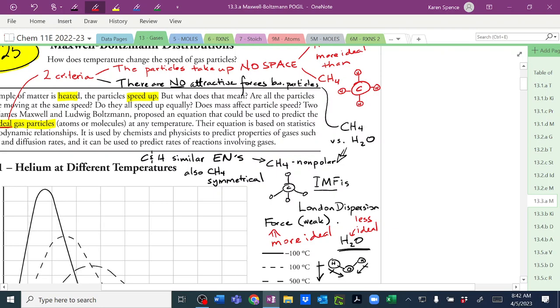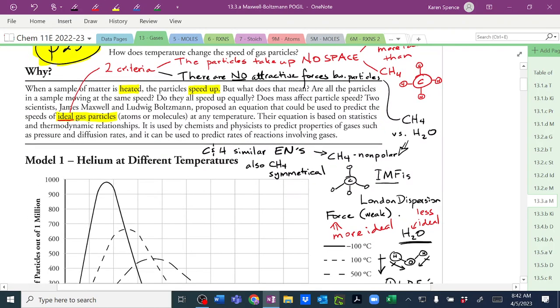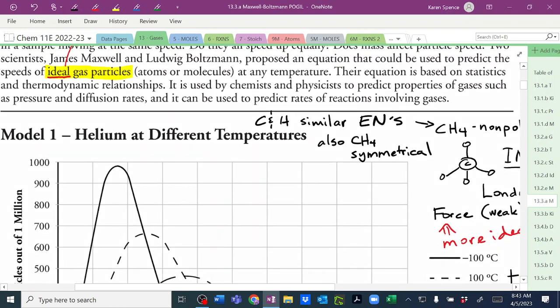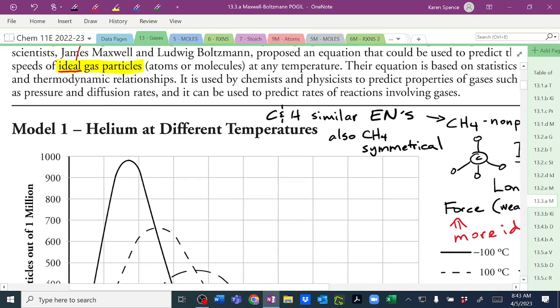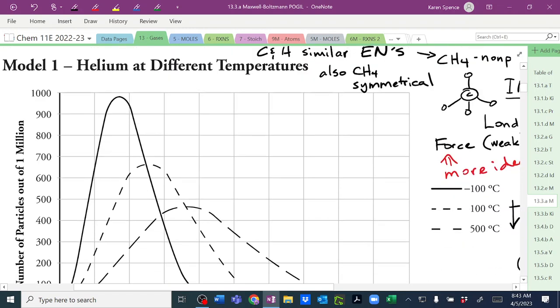All right, so we have done nothing with our new topic, which is this Maxwell-Boltzmann distribution. But we have an equation based on statistics. We won't actually look at the equation, we will just look at the graph of this equation. It's based on statistics and thermodynamic relationships, and we use it to predict properties of gases such as pressure and diffusion rates and rates of reaction involving gases.